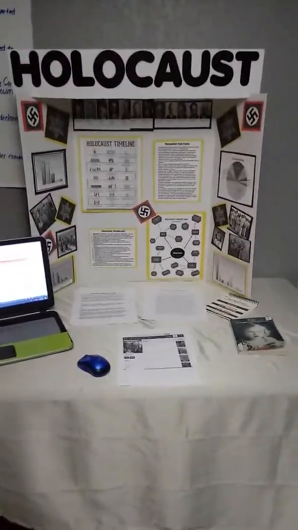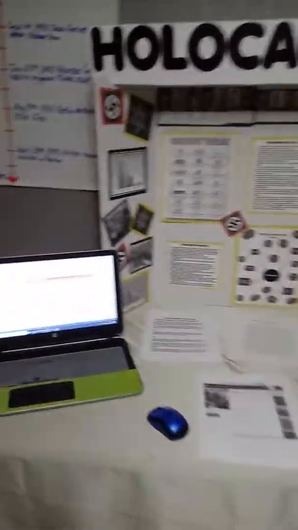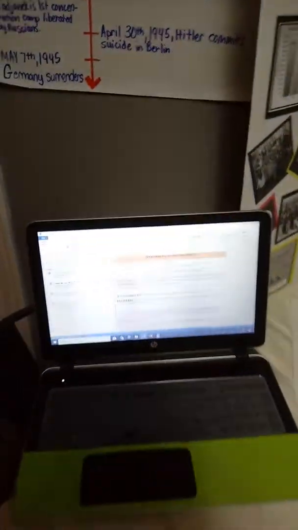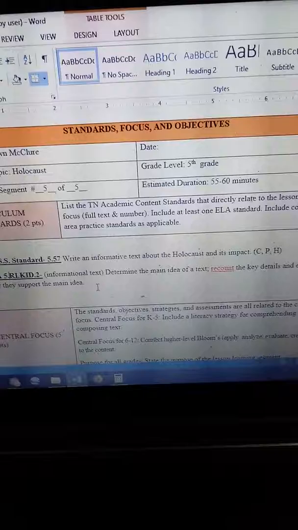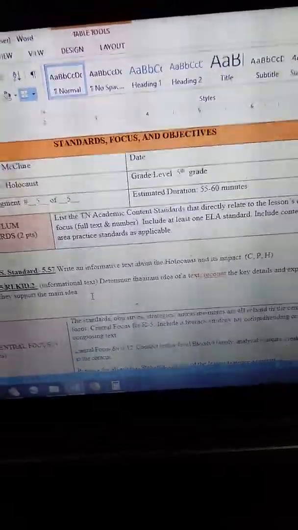on the Holocaust. First, I want to talk about my standard that I used, and I'm going to show you on my computer because my printer was messed up and it would not print. But you can see that the Tennessee standard is 5.57, write an informative text about the Holocaust and its impact.